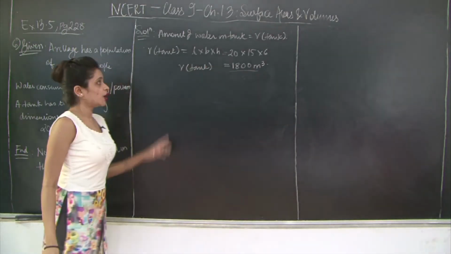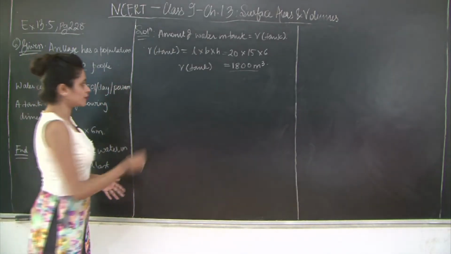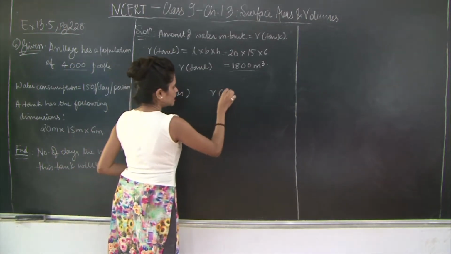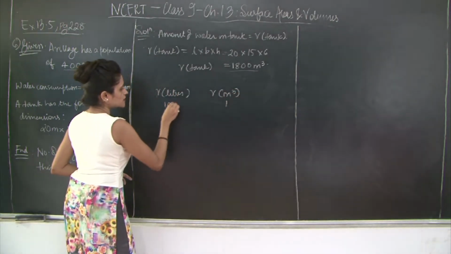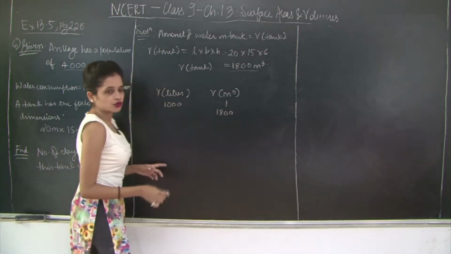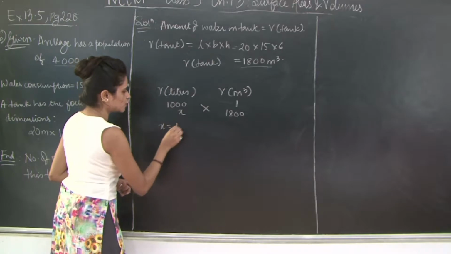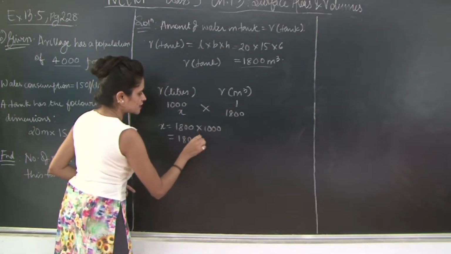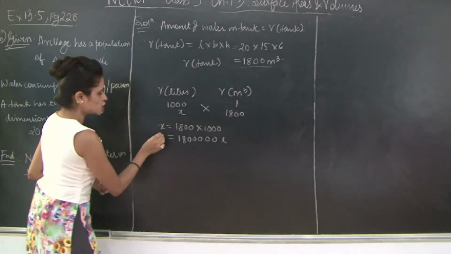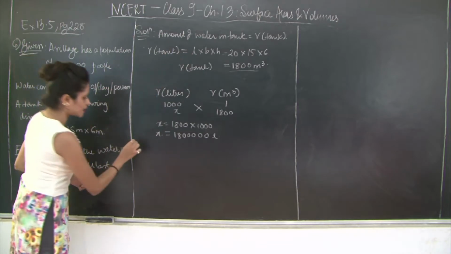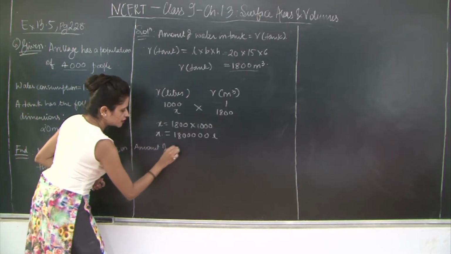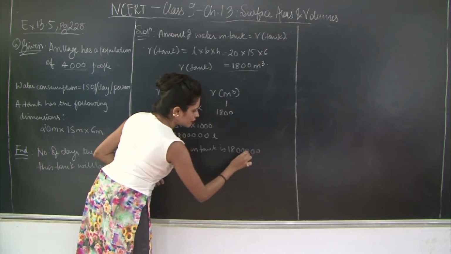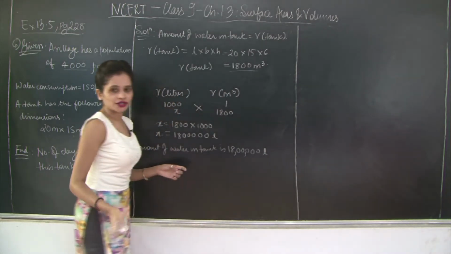So volume of tank is 1800 meter cubes. We are now going to convert this value into liters by using unitary method. We know that 1 meter cube is equal to 1000 liters. Therefore 1800 meter cubes is going to be how many liters? It's going to be x is equal to 1800 into 1000. So this is going to be 18 followed by 5 zeros, and this is in liters. So what is x? X is the volume of tank, which is the amount of water in tank. So the amount of water in tank is 18,00,000, so 18 lakh liters, right?